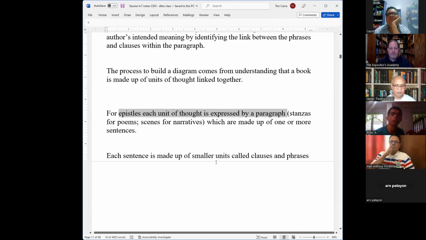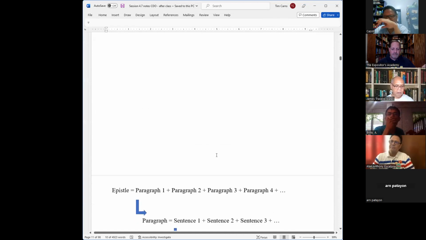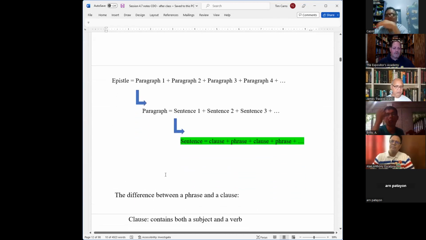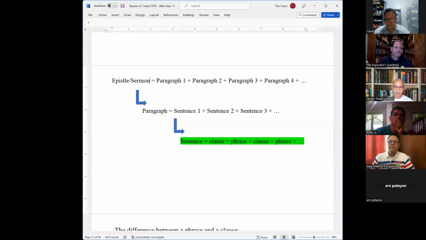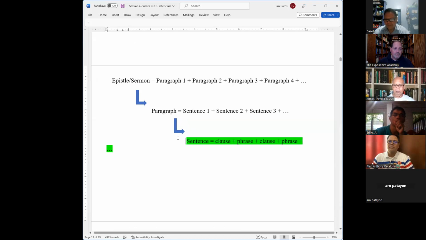A paragraph is made up of one or more sentences. And if you remember, each sentence is made up of phrases and clauses. I represent that here visually. So if we're looking at an epistle, for example, or a sermon, it's made up of paragraphs, right? Then each paragraph is made up of sentences, at least one. And then each sentence is made up of phrases and clauses within the sentence.